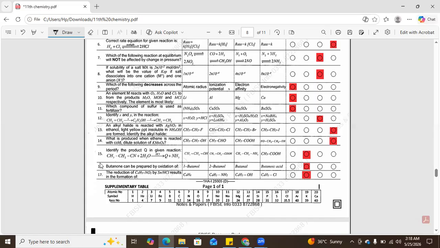Identify the product Q in given reaction. This is the reaction. And right answer is this one, CH3CH2COOH. Butanol can be prepared by oxidation of Q to butanol. Number 17 is the reduction of this complex by Sn/HCl results in formation of this complex, C6H5 bonded with NH2.